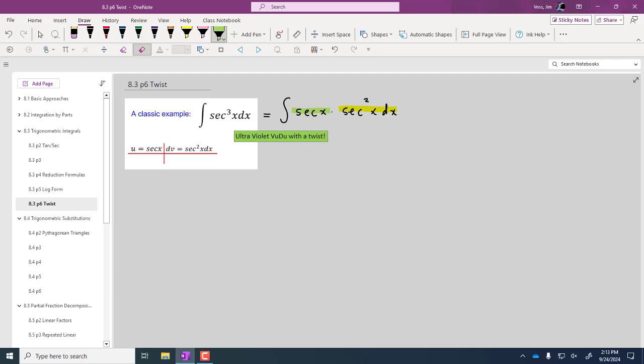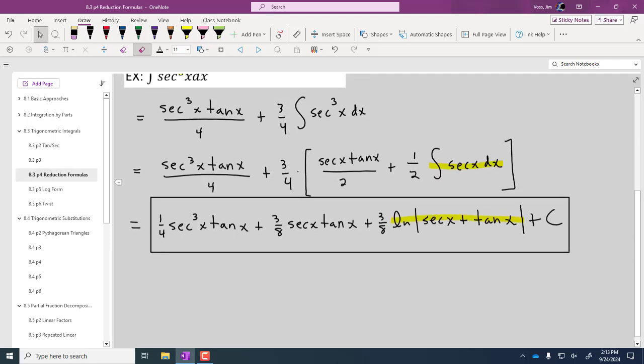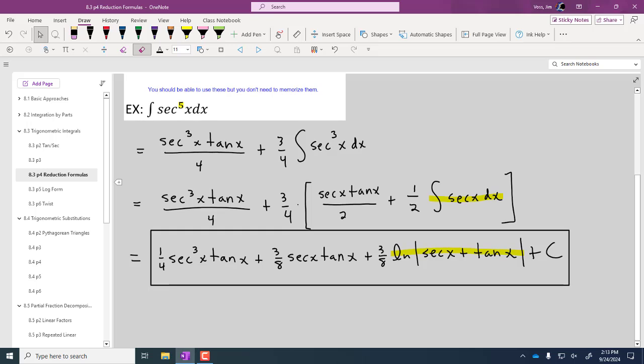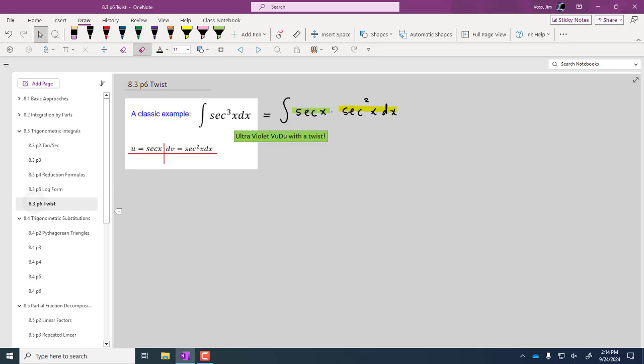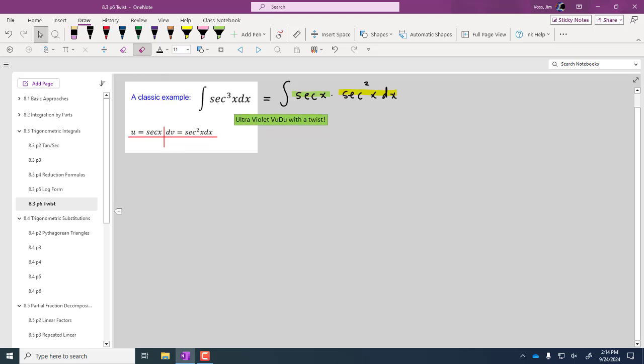Now we've already seen last class that if we go to these reduction formulas, if you did have the integral of secant cubed, if you know your reduction formula, you could use that. That's how we did it on Thursday of last week. But integration by parts works really nicely here because the integral of secant squared is tangent. So this part becomes tangent.